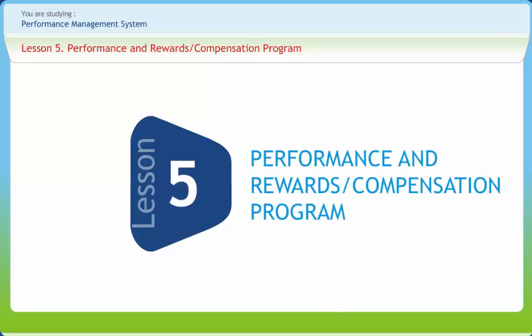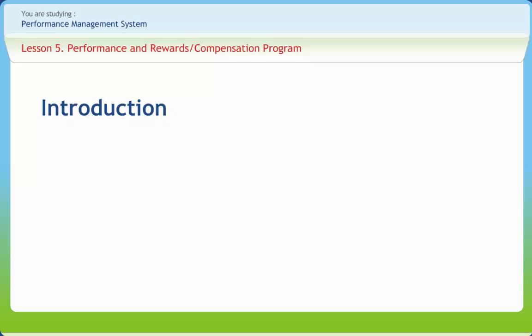Performance and rewards or compensation program. If organizations want to attract high performers and retain and motivate the high performer, they have to be willing to reward excellent performers highly. This requires abandoning traditional pay structures and practices in which the best performers are only paid a little more than average and below average performers.